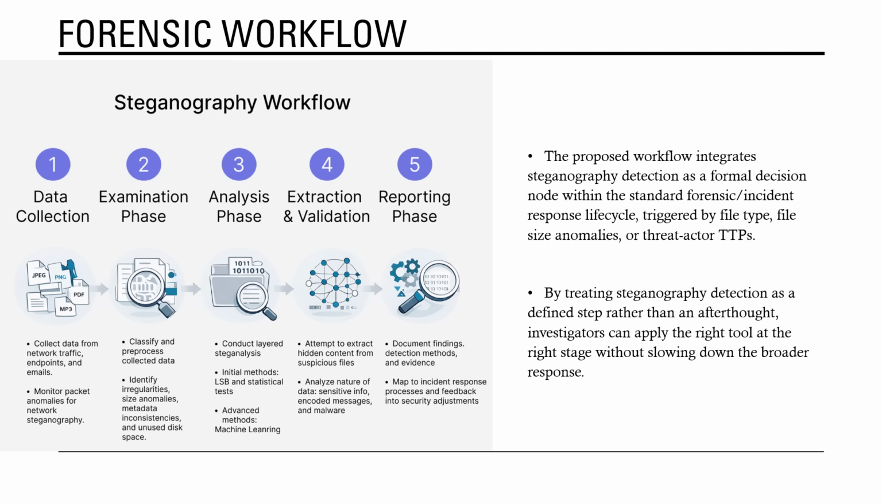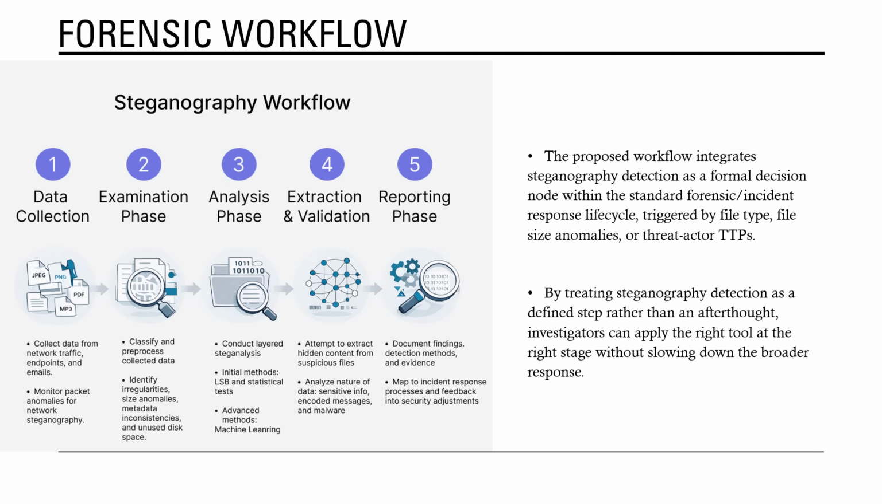And so to look at the framework below, the first step would be data collection. So it would be collecting data from network traffic, endpoints, and emails. And from that point on, the analyst will monitor the packets for any anomalies. The next stage would be the examination. So they would look at the data that they see and classify it by looking at any irregularities within the data. So it could be size anomalies, metadata, and any sorts of inconsistencies.